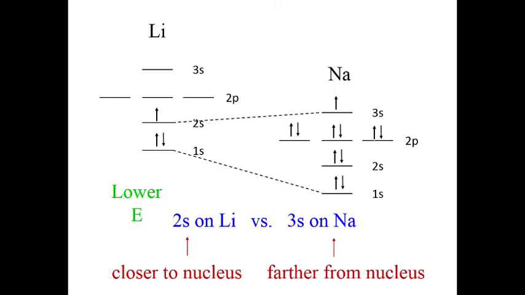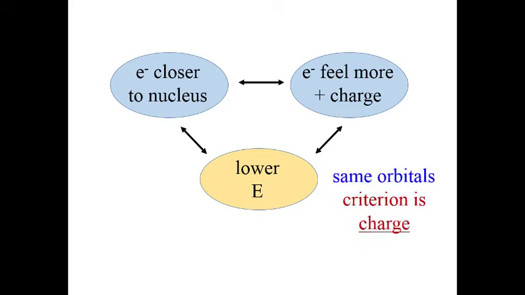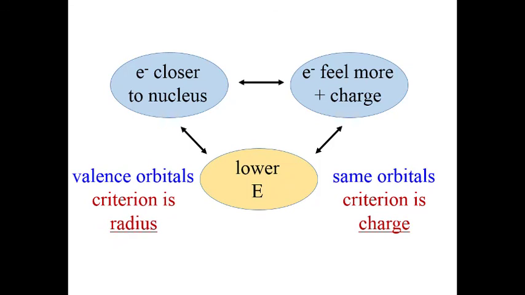Notice that we are ending this module where we started. When we compare the same orbital on different atoms, we are going down the right-hand side of this diagram, as the charge on the nucleus is our criterion. When we compare valence orbitals on different atoms, we actually have a measure of their location, the atomic radius. So here, the size of the atom is the criterion.